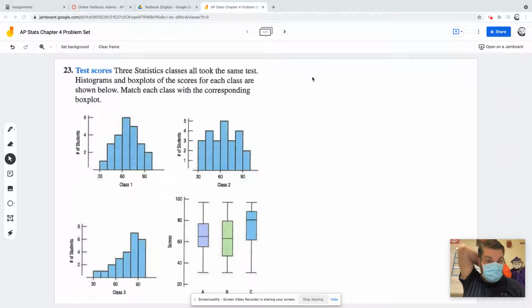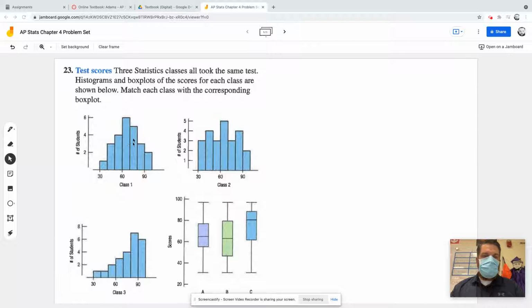All right, so for this one, it says this is all based on test scores. Three statistics classes all took the same test. Histograms and box plots of the scores for each class are shown below. Match the class with the corresponding box plot. So, we basically have to decide if this is A, B, or C.